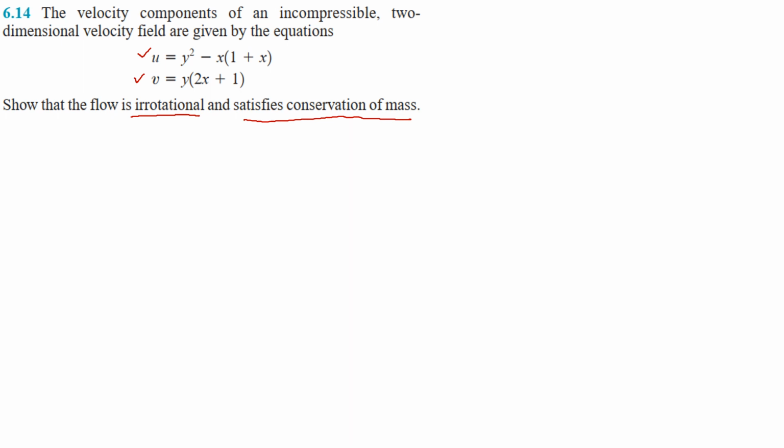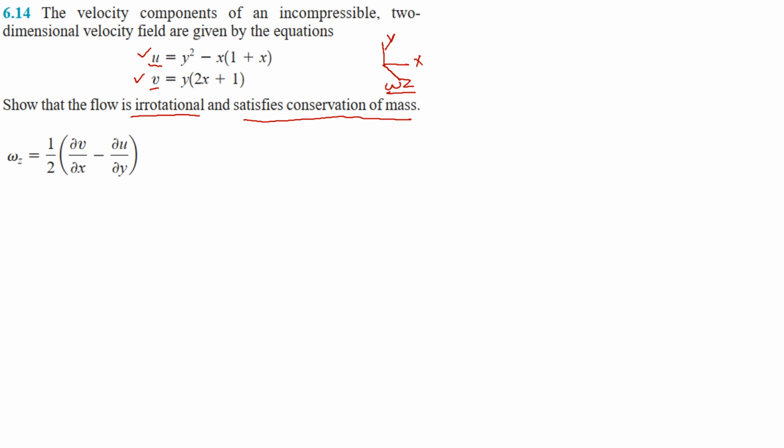So let's find out. As you can see, the flow is two-dimensional because there is only the x component of velocity and the y component of velocity. So to find whether this flow is rotational or not, we are going to find the omega z term, because this is a two-dimensional flow. One velocity component is along x, the other is along y. So to find the rotation in this plane, we are going to take a perpendicular z-axis and find the rotation along this z-axis. So let's do that first, and then we are going to apply the conservation of mass principle and see whether it satisfies that or not.